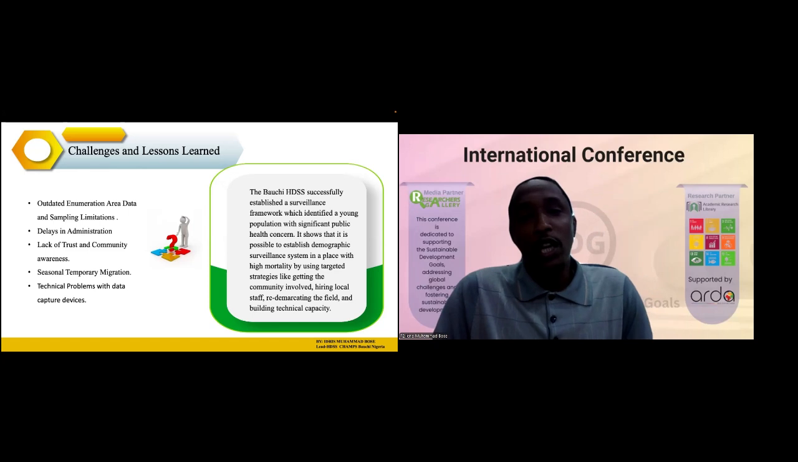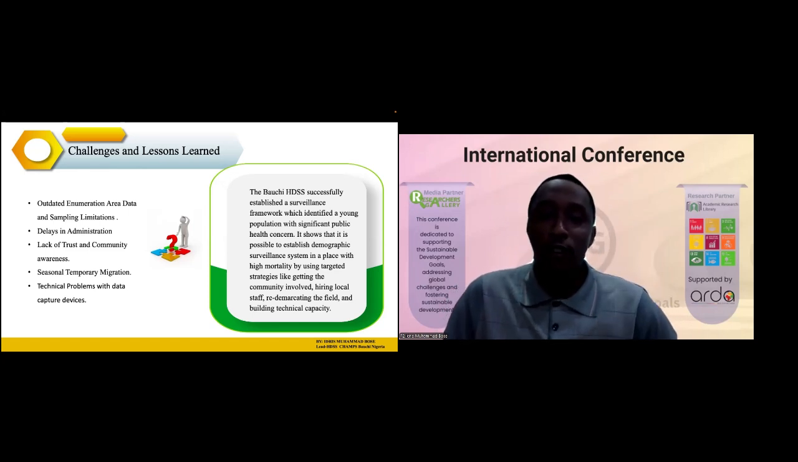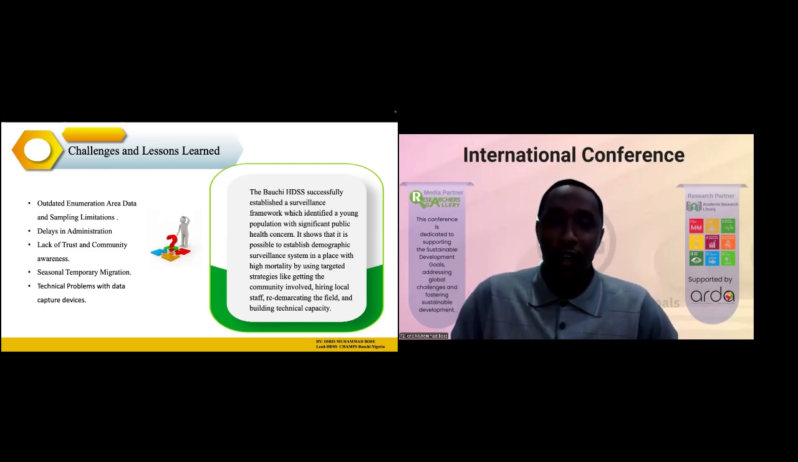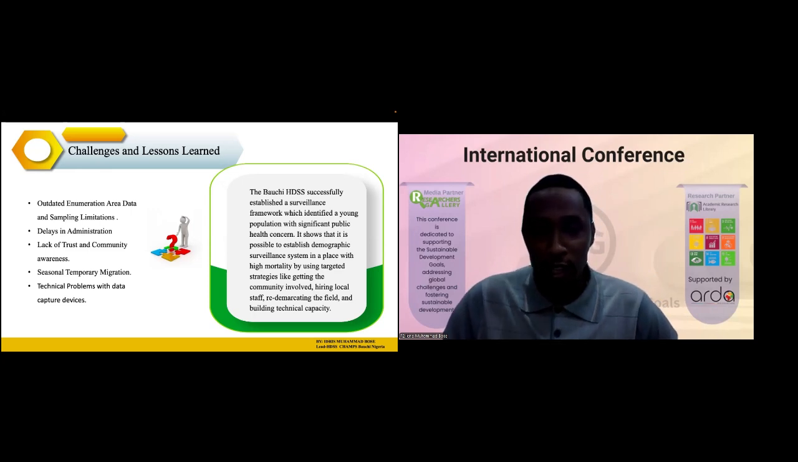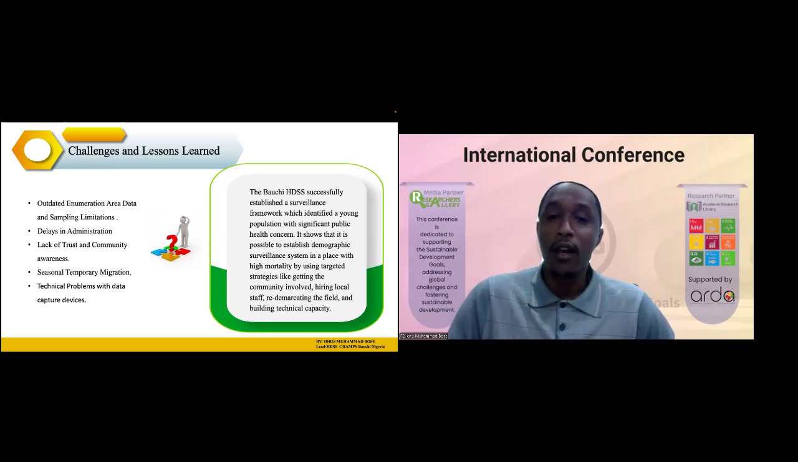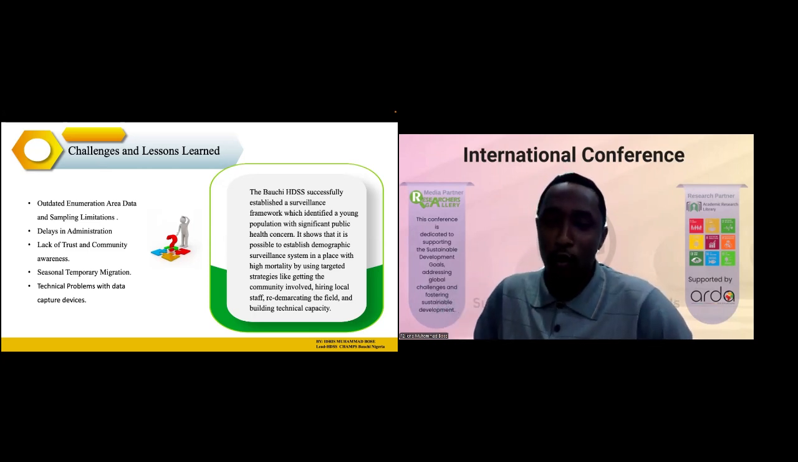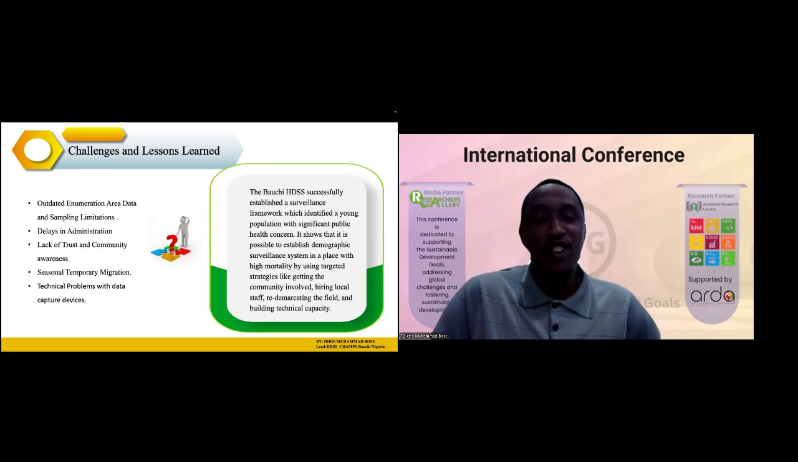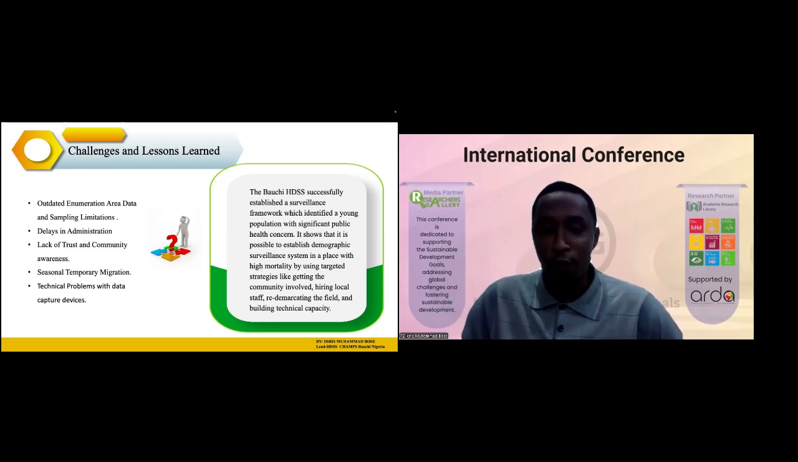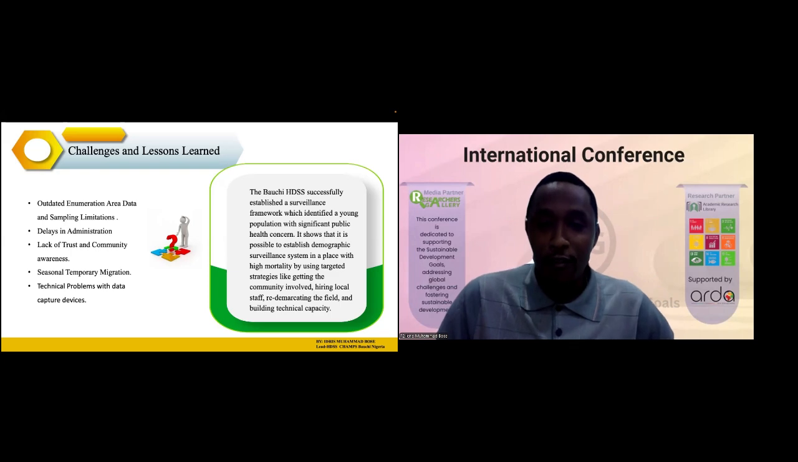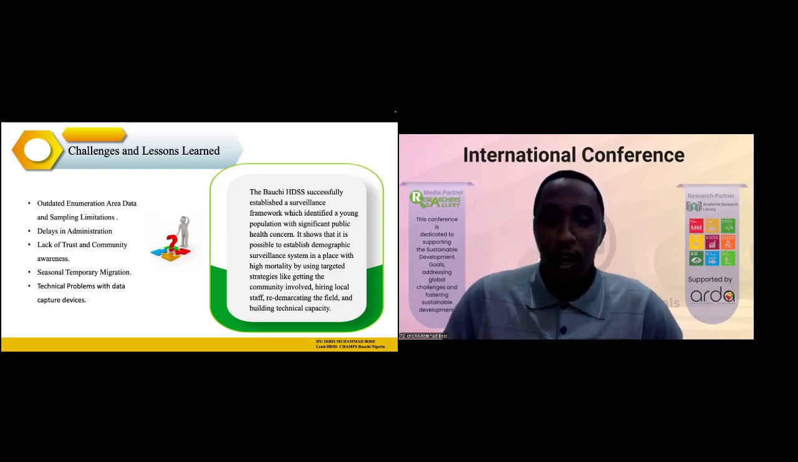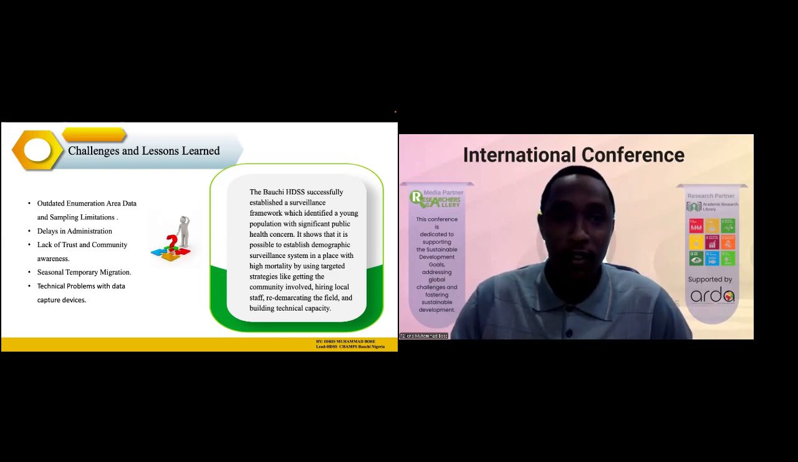So the Bauchi HDSS successfully established a surveillance framework which identified a young population with significant public health concerns, and it shows that it is possible to establish a demographic surveillance system in a place with high mortality by using targeted strategies like getting the community involved, hiring local staff, demarcating the fields, and building technical capacity.